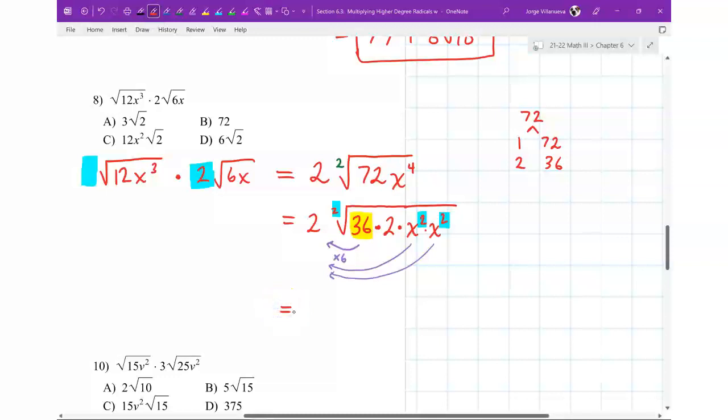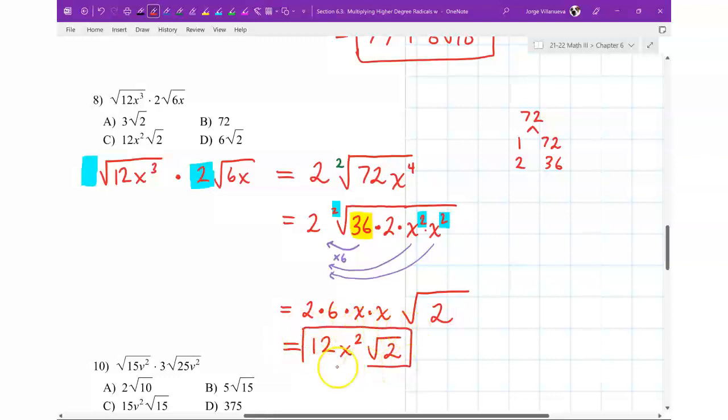So what do I get? Well, let's see. 2 times 6 times x. What's left on the inside? Just a 2, right? That's all there is. Everything else left. 2 times 6 is 12. X times x is x squared. Radical 2. So here is your answer. And there you go.